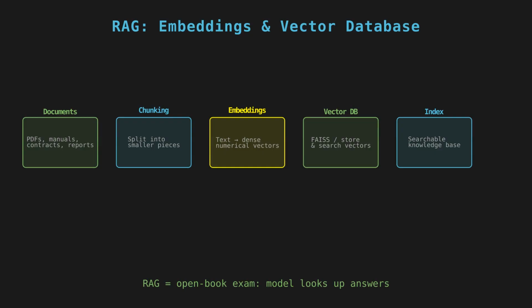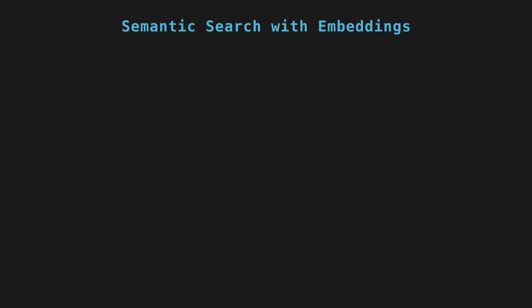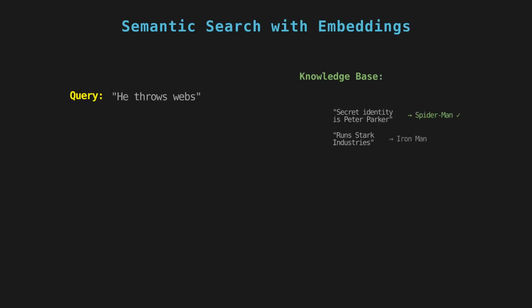Think of it as giving the model an open book exam. It does not need to memorize facts, it just needs to know where to look them up. Vector search finds content by meaning, not just by matching keywords. If you ask "he throws webs," a keyword search would look for the words "throws" and "webs." But a semantic search understands that this question is about Spider-Man and retrieves Spider-Man facts. The embedding model converts text into vectors in a high-dimensional space where similar meanings cluster together. This is why RAG can retrieve relevant documents even when the exact words do not match. It is not searching for words, it is searching for ideas.